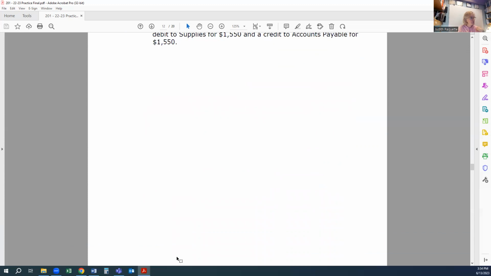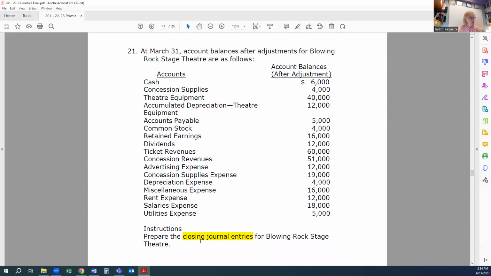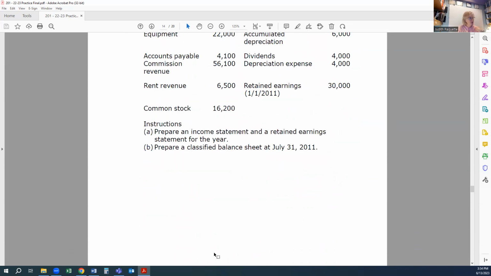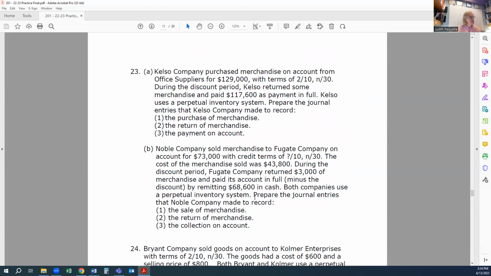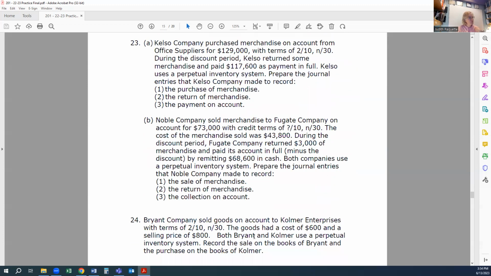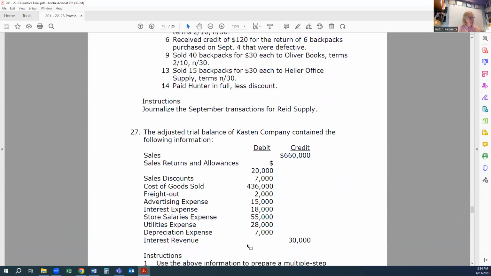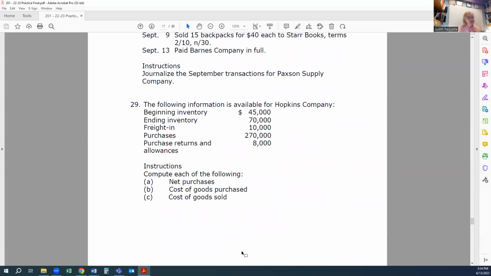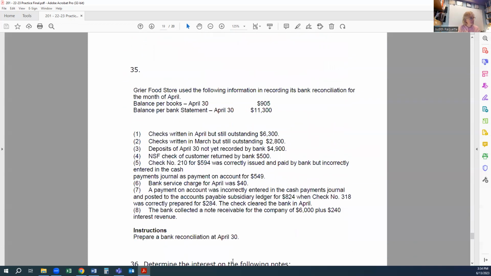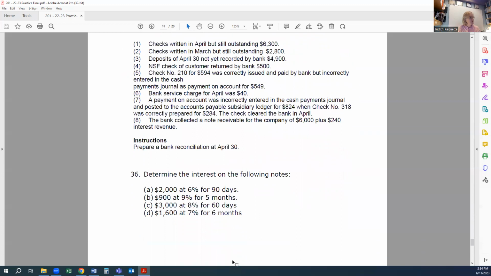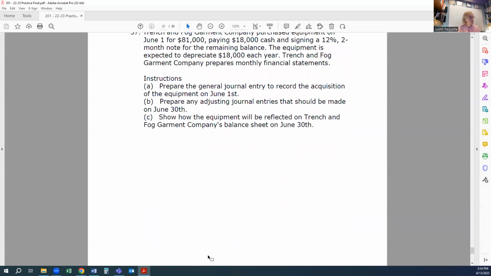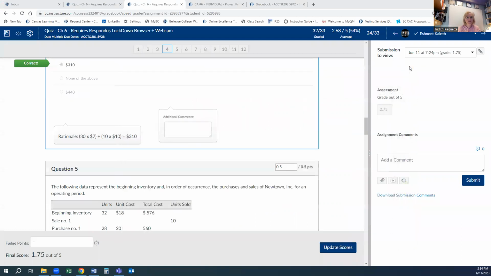Lots of adjusting journal entries. I think that's an area where you guys need a lot of work. Closing journal entries, income statement, classified balance sheet, and journal entries for perpetual and periodic. So as usual, the practice exam is much, much longer than the final will be, but you want to make sure you've given yourself a lot of time to practice. Okay. And more bank reconciliation, and then interest calculations. Okay. And purchasing equipment.